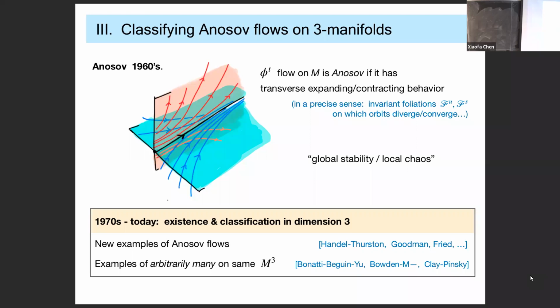You can write this down very formally with a statement that says there are 2 invariant distributions on your tangent bundle. But the topological version is that there are 2 foliations on your manifold, invariant under your flow, and on leaves of one, orbits converge in forward time, and on leaves of the other, orbits converge in backwards time. So this is a local picture everywhere.